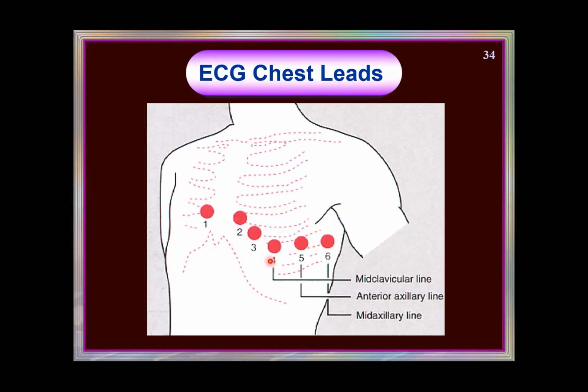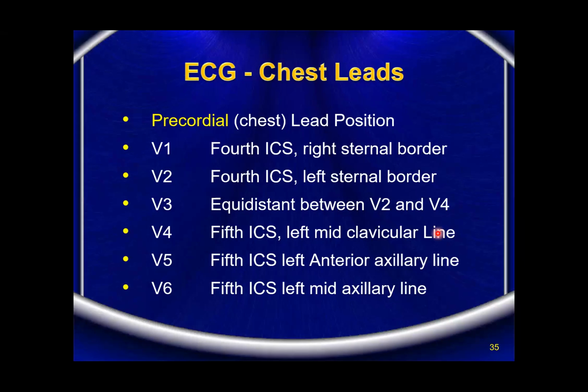So this is the mid-clavicular line, and this is the clavicle. This is the anterior axillary line. This is the mid-axillary line, and this is the posterior axillary line. And I will show you and describe the positions. V1, V2, V3, V4, V5, V6 are the 6 chest leads. So we have 6 cameras from the limb leads and 6 on the chest leads. Total 12 cameras are recording.